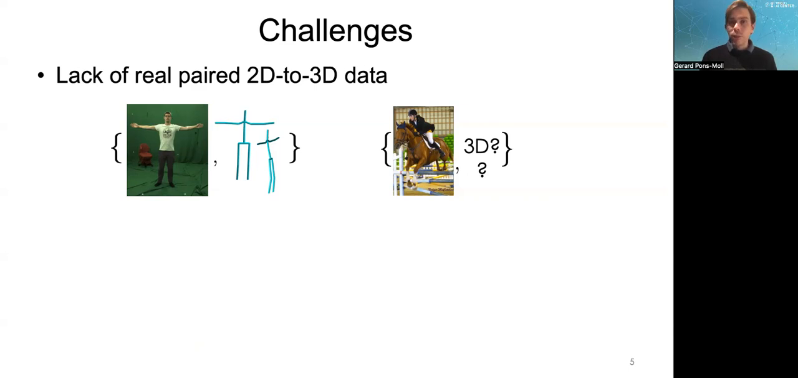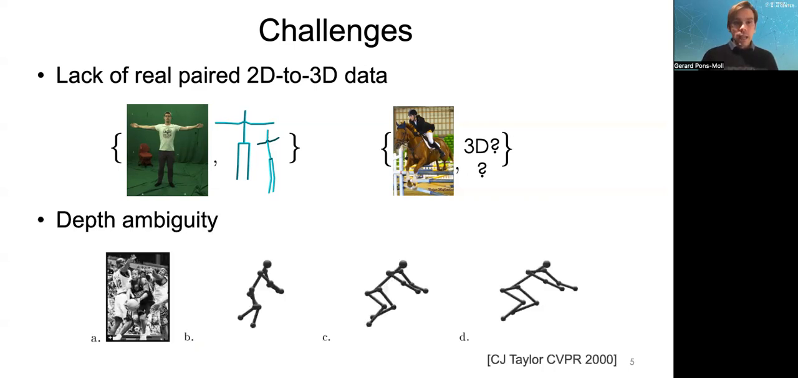Even with manual annotations, it's really difficult to lift this pose and shape from single images. And by now, this should not surprise you. We have this depth ambiguity, where different 3D explanations can project well to the image. And that's what makes it particularly hard.